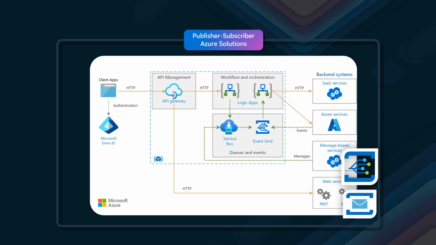On the right-hand side, we have the various backend services that integrate with the workflow and the orchestration layer, such as SaaS services, so software as a service offerings that can provide various functionality, native Azure services that offer a wide range of capabilities, message-based services that rely on message-based communication, such as Azure Service Bus for reliable messaging, and REST and SOAP-based web services that can be invoked as part of the workflow.